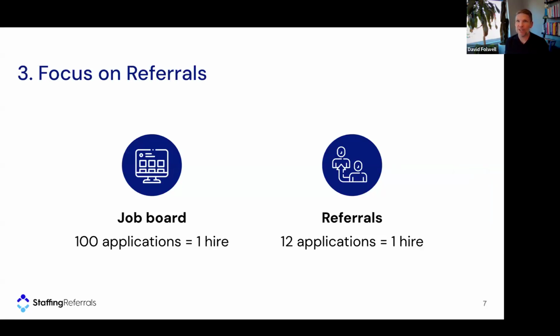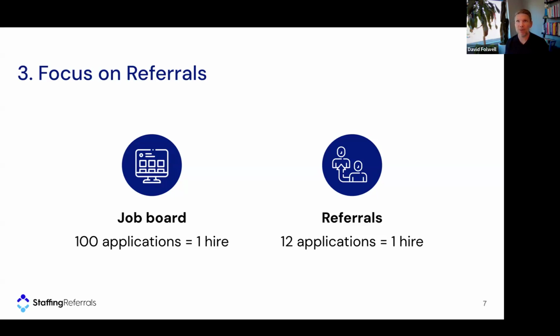Obviously, this one's near and dear to us, but I just want to give you a perspective on this that sometimes is missed. When it comes to referral placements, we all know that they're continually rated the highest quality of hire. But one thing you don't really think about is how much time it takes to hire somebody based on the source of that hire. If you're getting somebody from a job board, on average, it takes 100 applications to get one hire. Based on our data, with a referral, you're going to see 12 applications equals one hire.